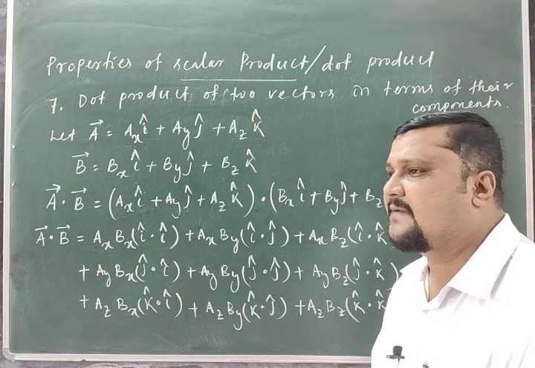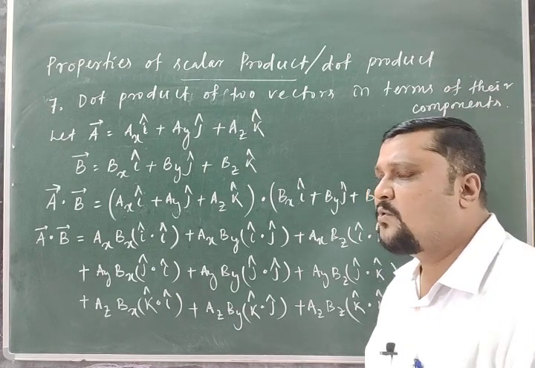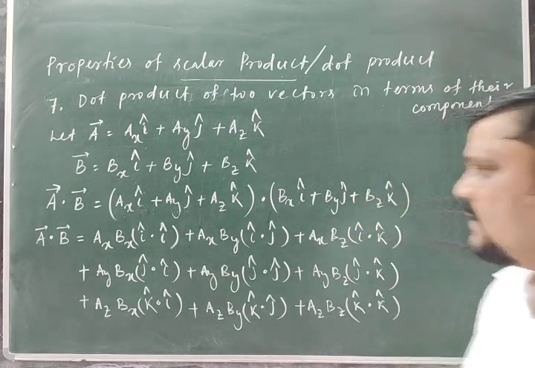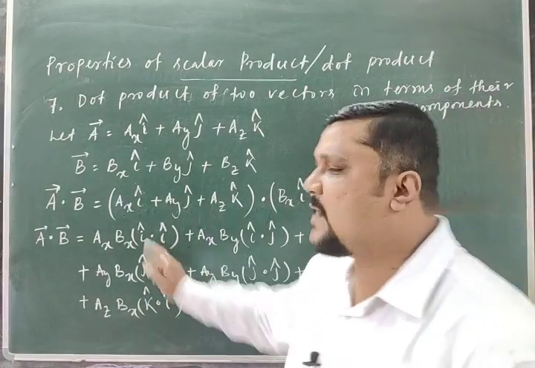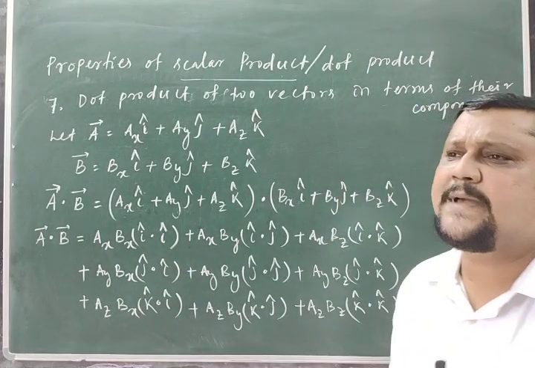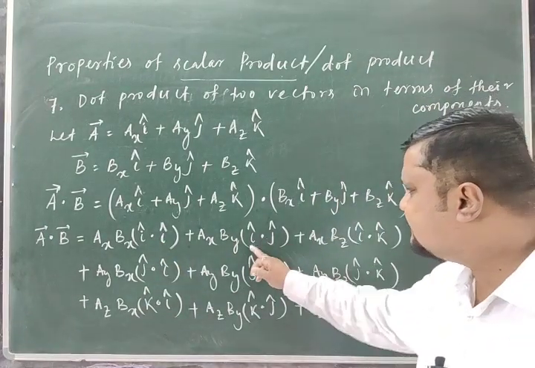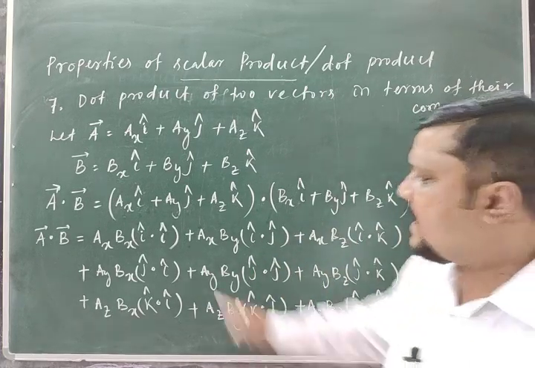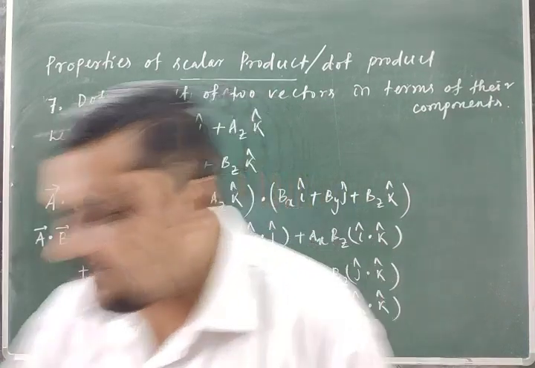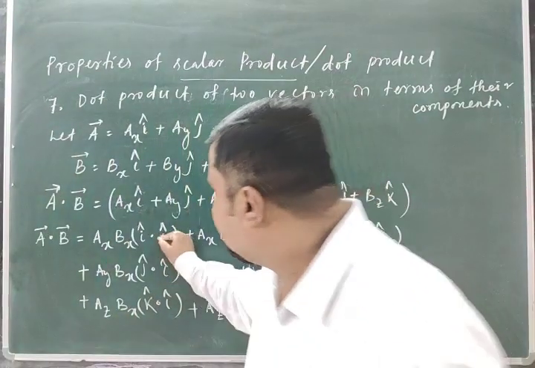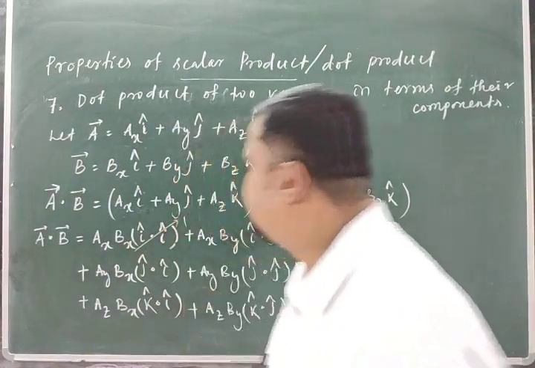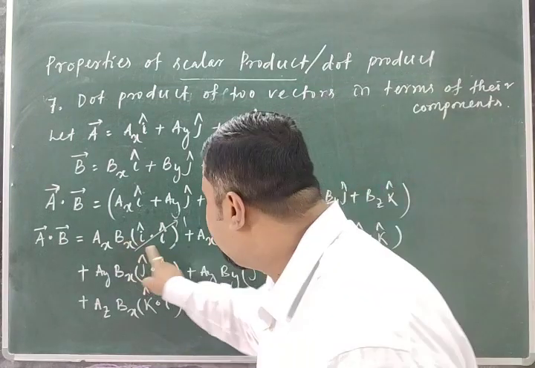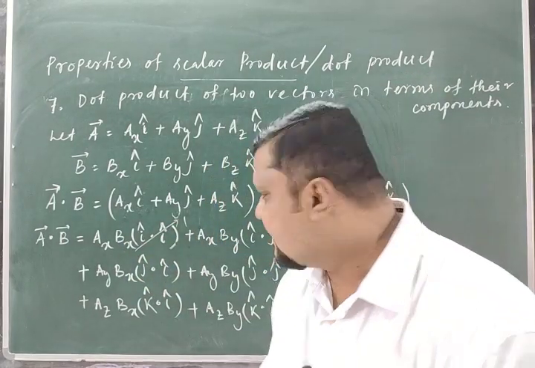Now go to the dot product of i cap and i cap, j cap and j cap, k cap and k cap. The dot product of two equal vectors: what is i cap dot i cap? This is 1. And obviously the dot product of two vectors is a scalar, so the final result will be a scalar. Now go to this one, i cap dot i cap. What is this one? 1. So ax bx multiplied with 1. This will give you what?